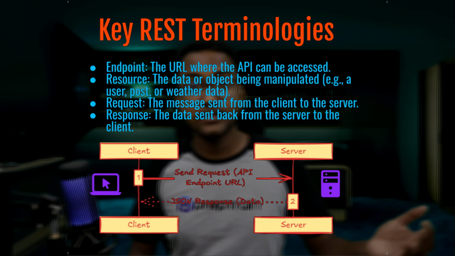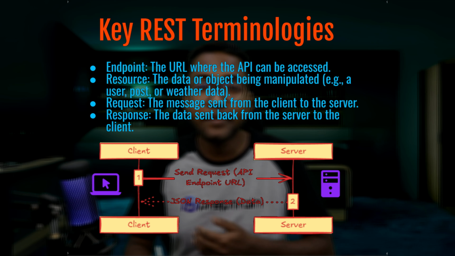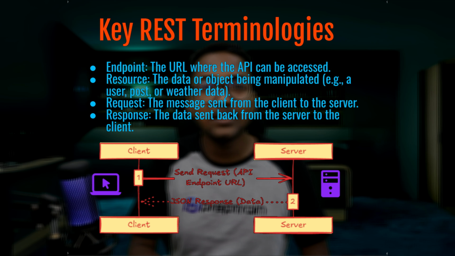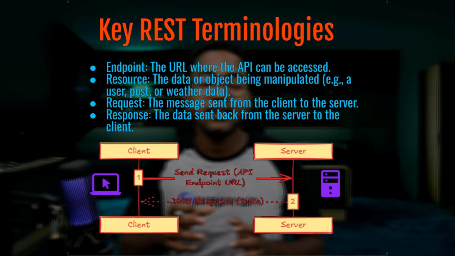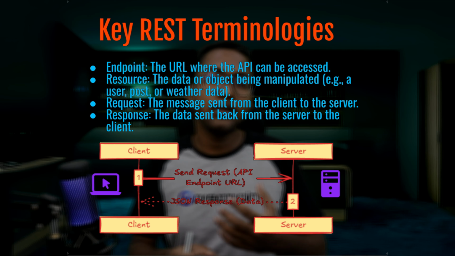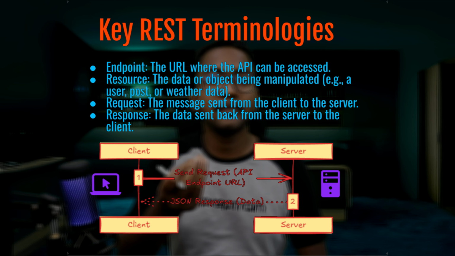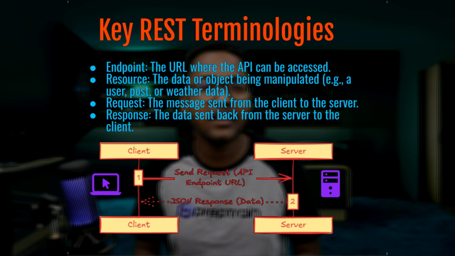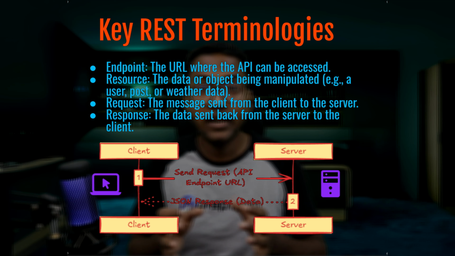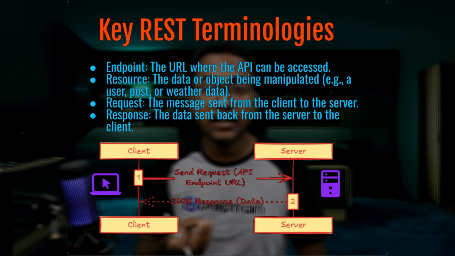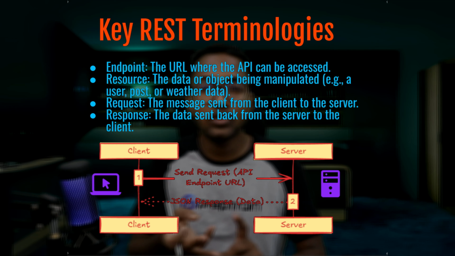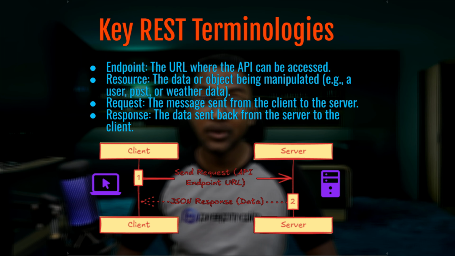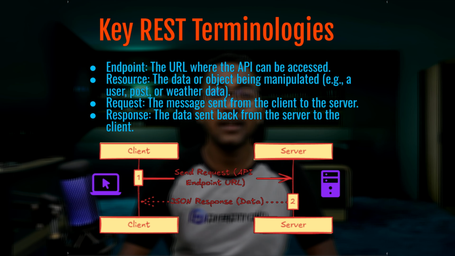Finally, there is the response. After the server processes the request, it sends back a response containing the result of the action. The response typically includes the data requested, a status code indicating whether the request was successful or if there was an error, and possibly some additional metadata. The response is usually formatted in JSON or XML, making it easy for both humans and machines to read. For example, if you are retrieving weather data, the response might include temperature, humidity, and wind speed, all in a structured format. Now that we have covered these key terminologies, let's move on to a practical example of a GET request in action.